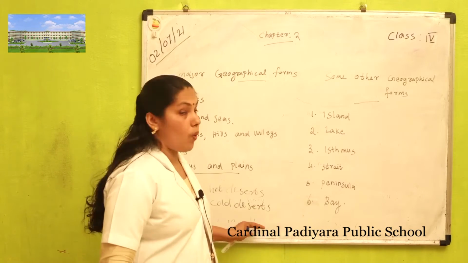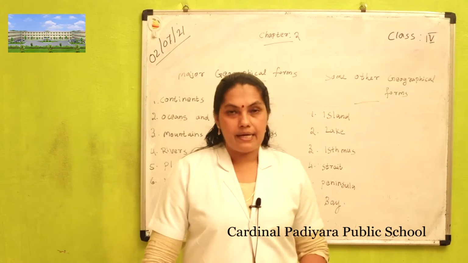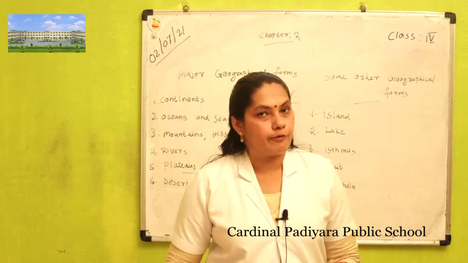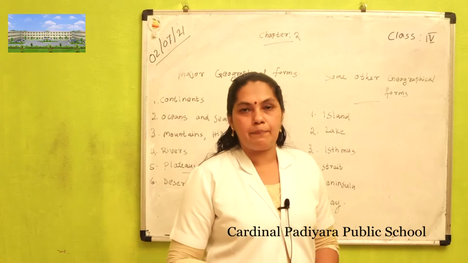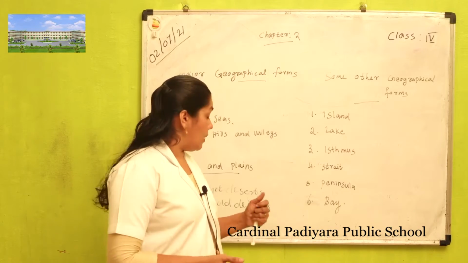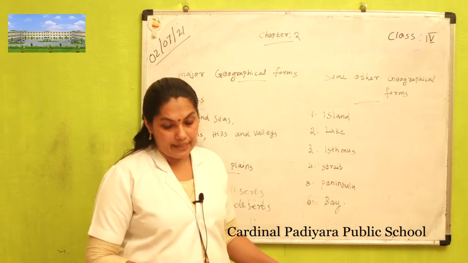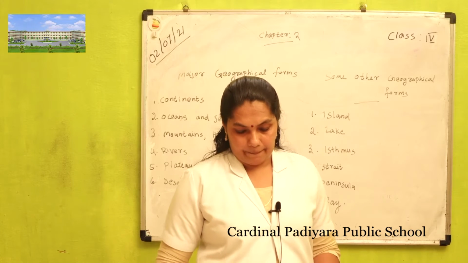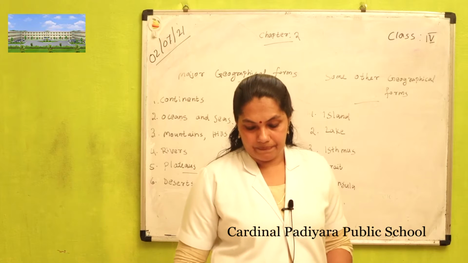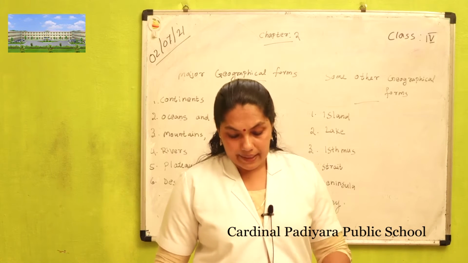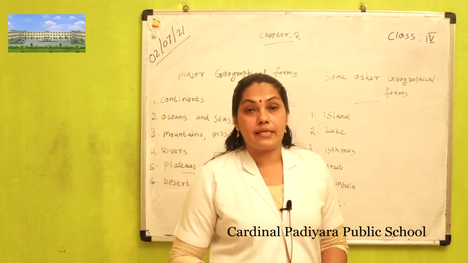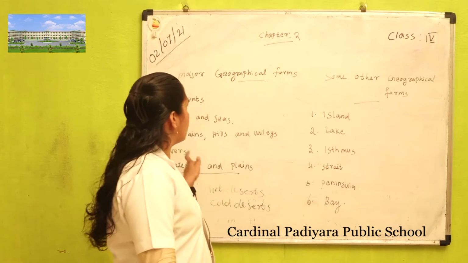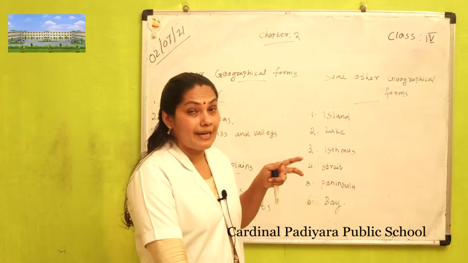Another one is the cold desert. Cold deserts are large areas of land that always remain frozen or very cold. For example, Antarctica is a cold desert. It is also the coldest and driest continent on earth. These are some major geographical forms.